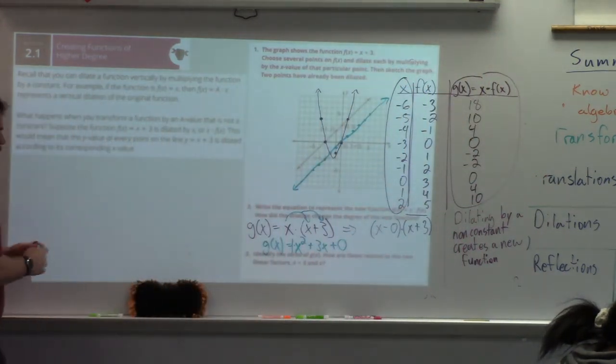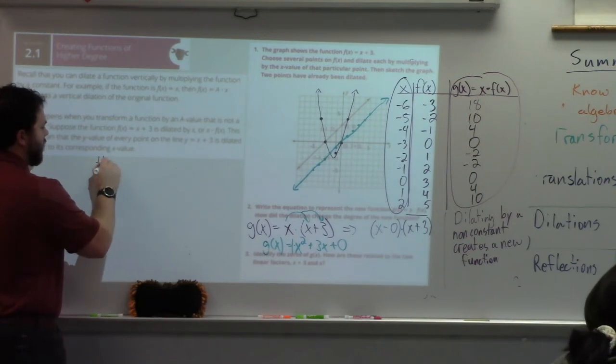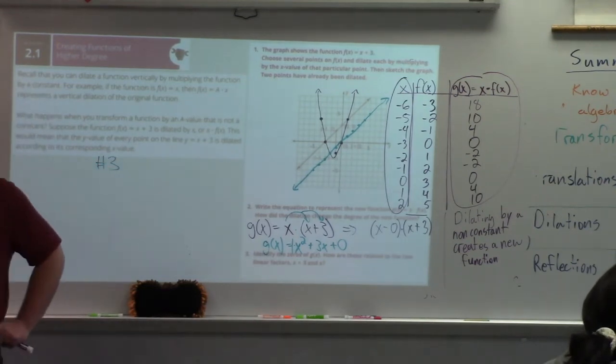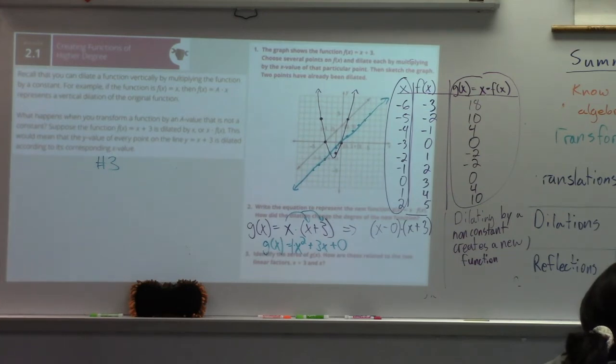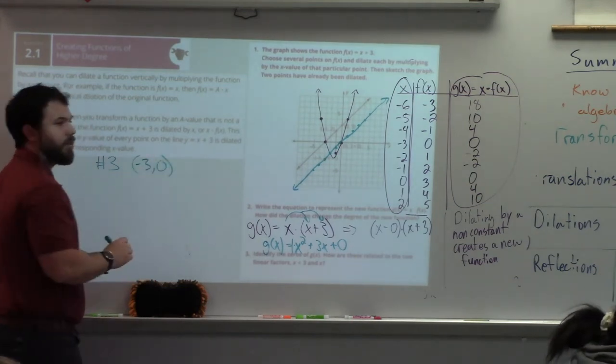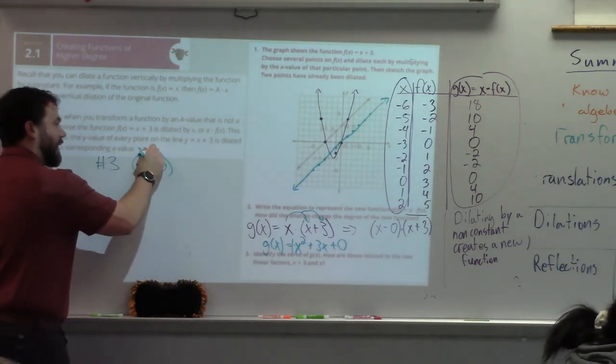All right. So I ran out of room, but this is going to be where I write number 3. So what do you know, Omar? Alright, so one x-intercept is (-3, 0). All right, so let's stop there for a second. (-3, 0). Now I need you to notice that's an x-intercept.